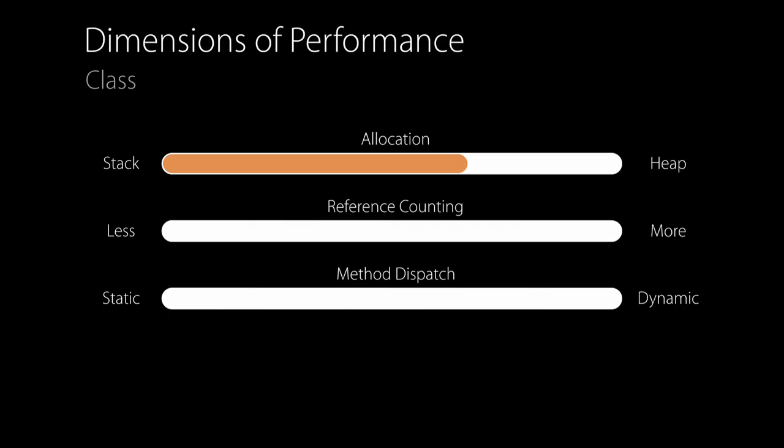Because classes are allocated on the heap and have reference semantics, classes have some powerful characteristics like identity and indirect storage. But if we don't need those characteristics for our abstraction, we're going to get better performance if we use a struct.